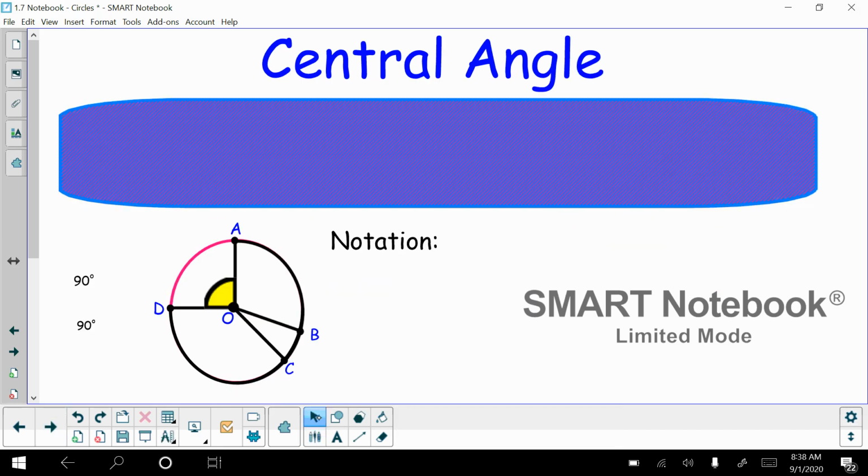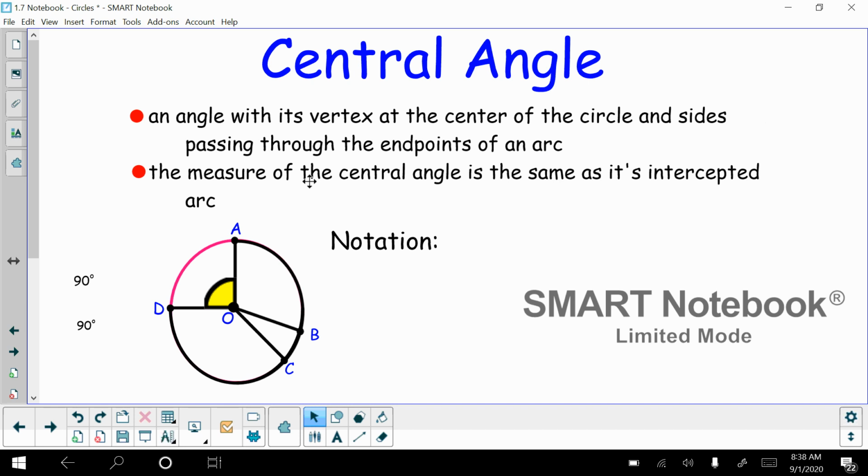Where is the central angle? So a central angle has its vertex at the center. Okay, and the sides passing through the endpoints of the arc. Okay, so it's an angle with its vertex at the center of the circle, and the sides are passing through the endpoints of an arc. Okay, the measure of the central angle is the same as its intercepted arc.